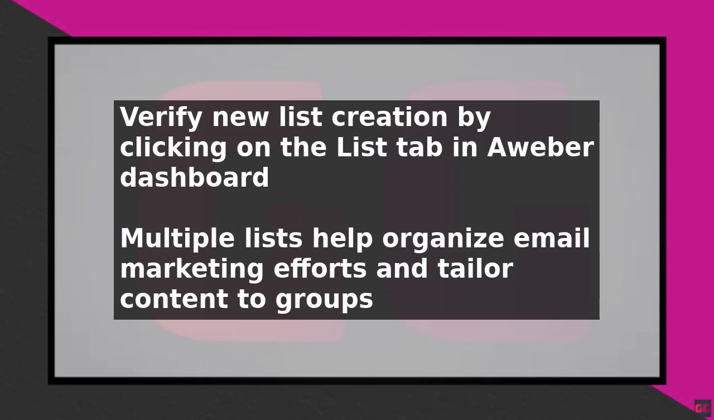After a brief moment, you'll be taken back to your AWeber dashboard, where you'll see that your new list has been added. You can verify this by clicking on the List tab, which will display all of your existing lists, including the new one you just created. This process is relatively straightforward, and having multiple lists can help you to better organize your email marketing efforts and tailor your content to specific groups of subscribers.